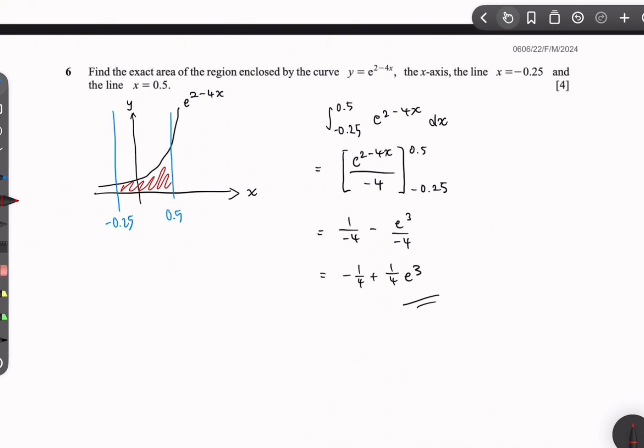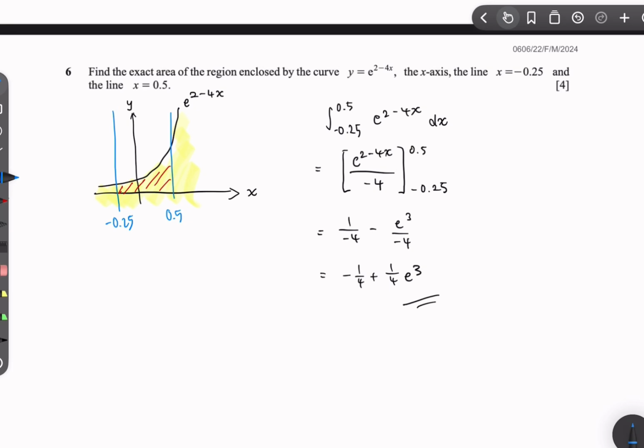Because integration of the exponential graph will give you any point that is below the exponential curve. And since we want to find the area enclosed by both of the lines and the x-axis as well, it has to be above the x-axis and between minus 0.25 and 0.5. So it will obviously be this. Okay, so now is the straightforward part.